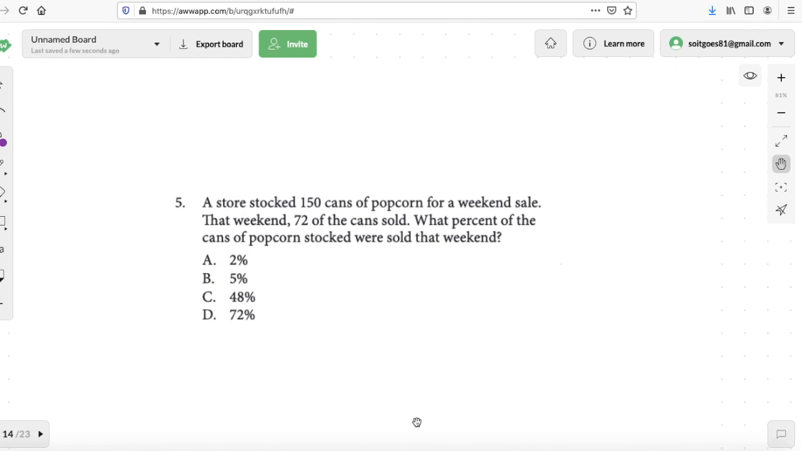So we've got 150 cans of popcorn for sale. They sell 72 of them. Don't do any math here. Roughly what percent were sold? Tell me. Roughly. Without doing any math. I don't want to hear any numbers being crunched here. Just roughly what percent? Roughly what fraction? Or I'll take a fraction.